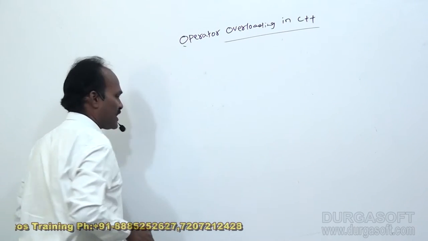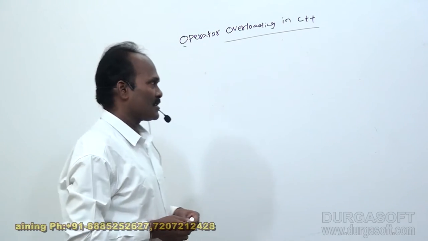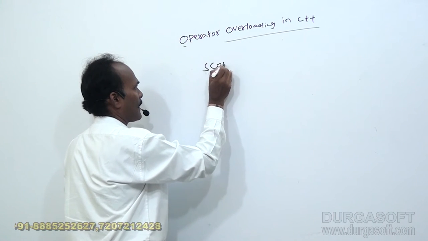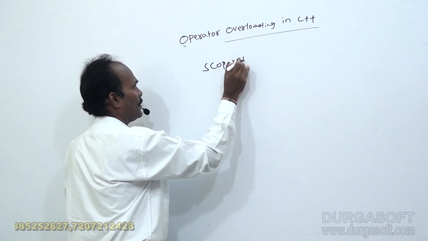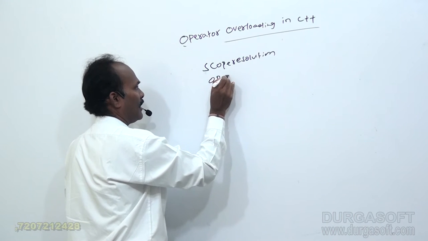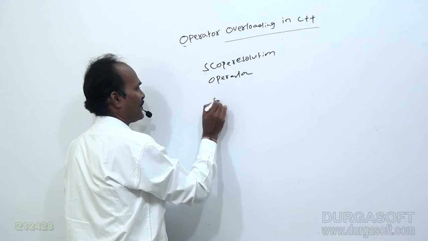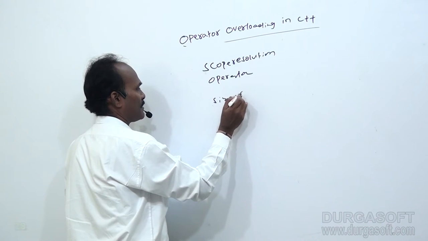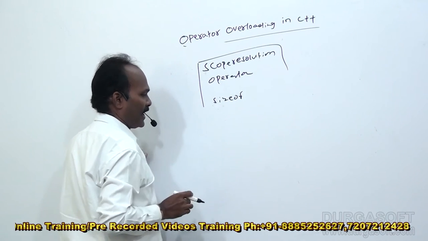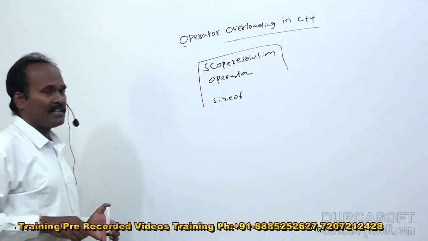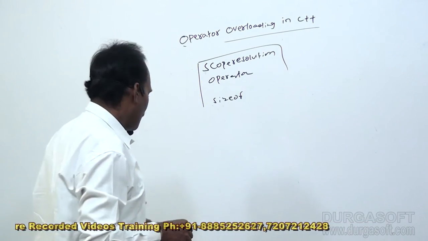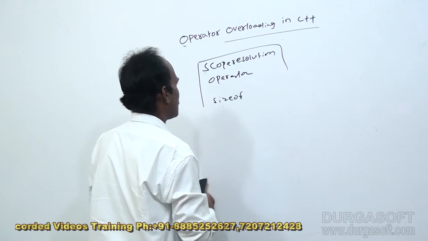So the next thing is, which operators can be overloaded in C++? Almost all operators can be overloaded, except the scope resolution operator, and we cannot overload the sizeof operator also. So except these two, we can overload any kind of operator. These two cannot be overloaded for user defined types.